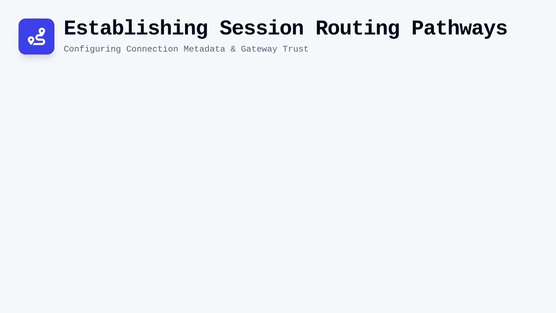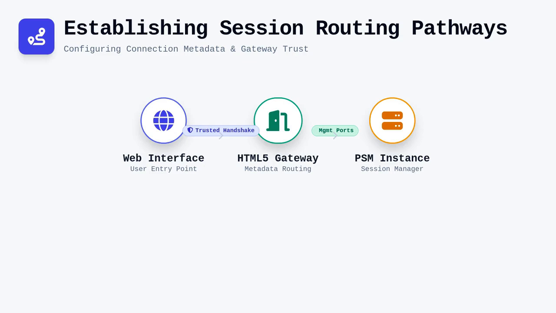To establish a functioning pathway, you need to map connection routing paths from the web interface directly to your session managers. This isn't just about pointing IP addresses at one another. It implies a deeper configuration of the gateway's connection metadata. You must ensure that the privileged session manager instance recognizes the HTML5 gateway as a trusted entity by explicitly defining it in the PSM configuration files.